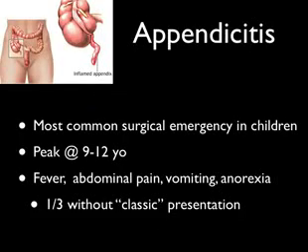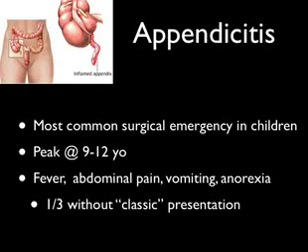Now, changing gears, one final time we're going to talk about appendicitis. One of my favorite topics. This is the most common surgical emergency in children. In children, the peak of appendicitis is between age 9 and 12 years old. And again, fever, abdominal pain, vomiting, anorexia, right lower quadrant pain, generalized abdominal pain that then localizes itself to the right lower quadrant. It turns out about a third of kids present without that classic presentation.